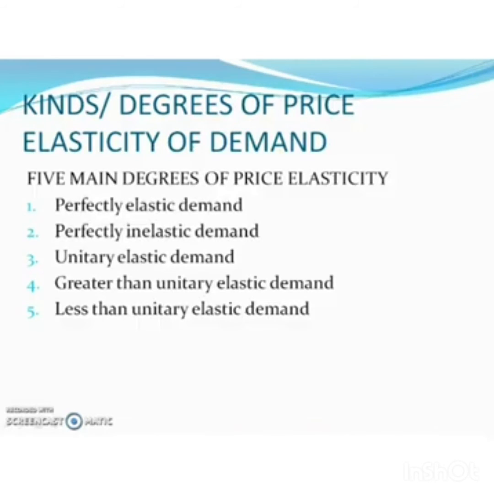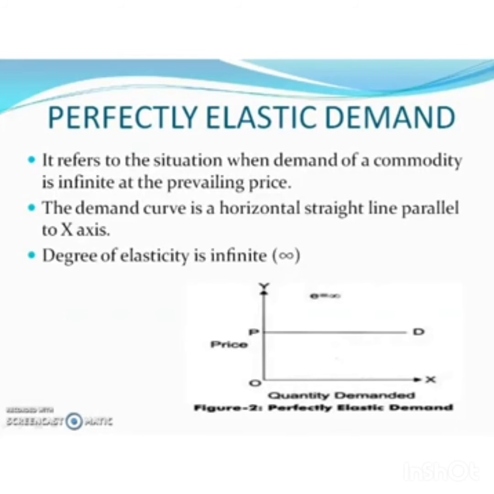There are 5 main degrees of price elasticity of demand: perfectly elastic demand, perfectly inelastic demand, unitary elastic demand, greater than unitary elastic demand and less than unitary elastic demand. Let's explain one by one. First one, perfectly elastic demand. What do you mean by perfectly elastic demand? It refers to a situation when demand of a commodity is infinite at the prevailing price. That is known as perfectly elastic demand.